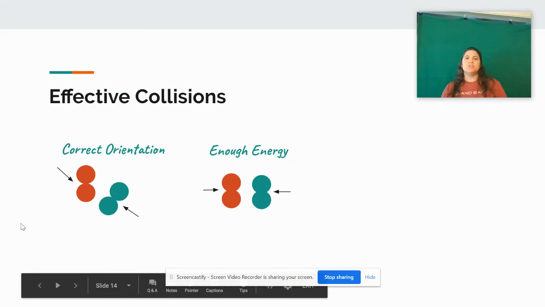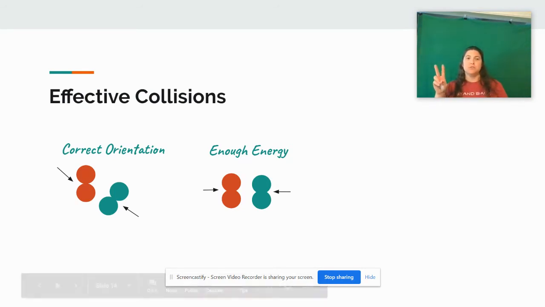So effective collisions have to have two things in order for them to work. The first one is they have to have the correct orientation, meaning that they have to hit each other from the right angle or they won't actually interact. The second thing is that they have to have enough energy. If they only have the correct orientation or they only have the correct energy, the reaction won't happen.